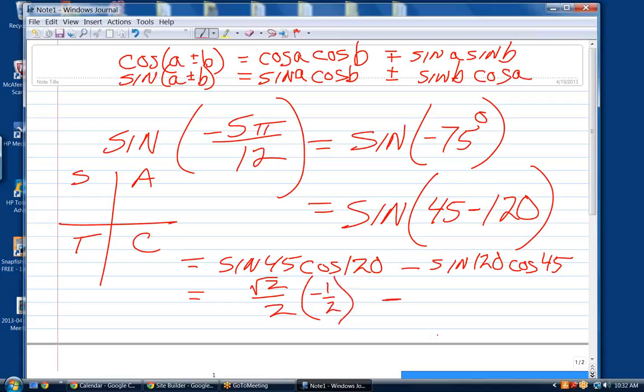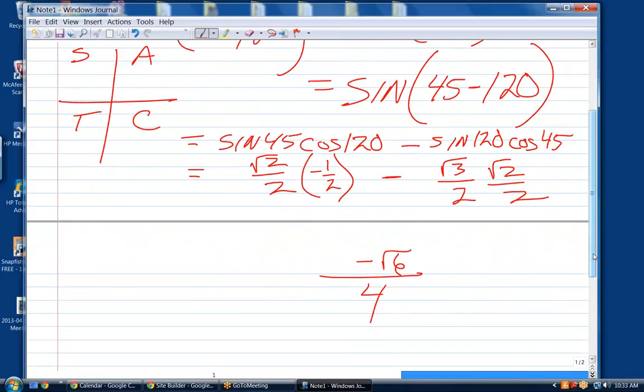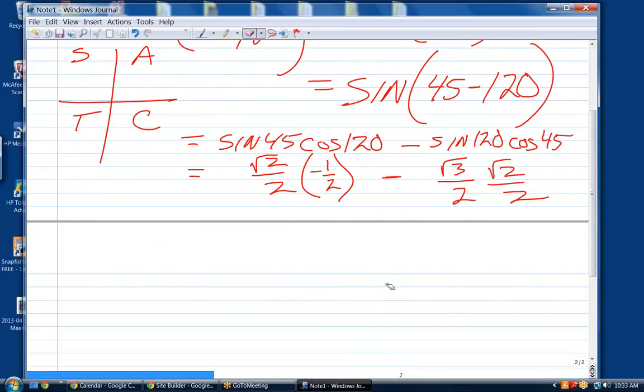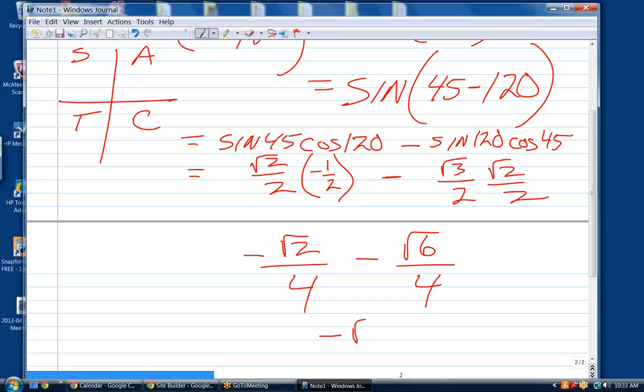And then minus root 3 over 2, and that's positive because sine is positive in the second quadrant. And root 2 over 2. So this answer is negative root 2 over 4 minus root 6 over 4, or negative root 2 minus root 6 over 4.